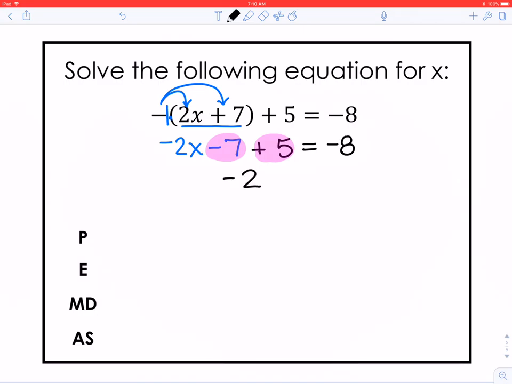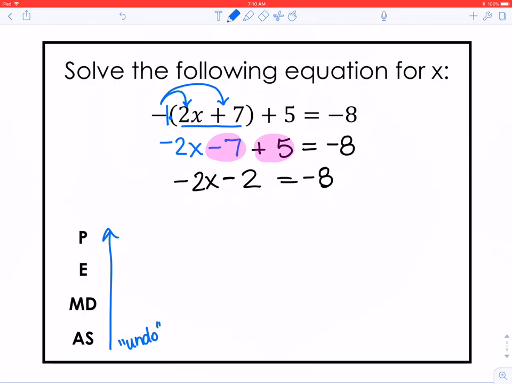Again, remember to watch your sign. So everything else will stay the same, negative 2x, now minus 2 equals a negative 8. And now we are ready to solve. We're ready to undo these operations.